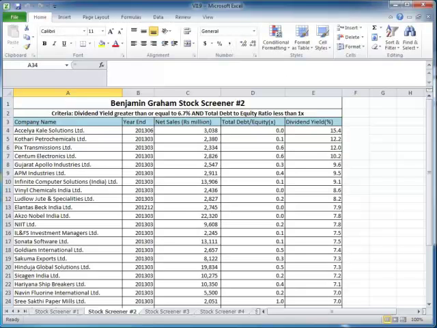Benjamin Graham stock screener number 2. So now we're in the second stock screener of Benjamin Graham. This time, our criteria is that the dividend yield must be greater than or equal to 6.7%. So we're saying the dividend yield should be at least 2/3 the bond yield. The bond yield we've assumed to be 10%, so we want the dividend yield to be 6.7% or greater. And finally, we want a debt to equity ratio of less than 1.